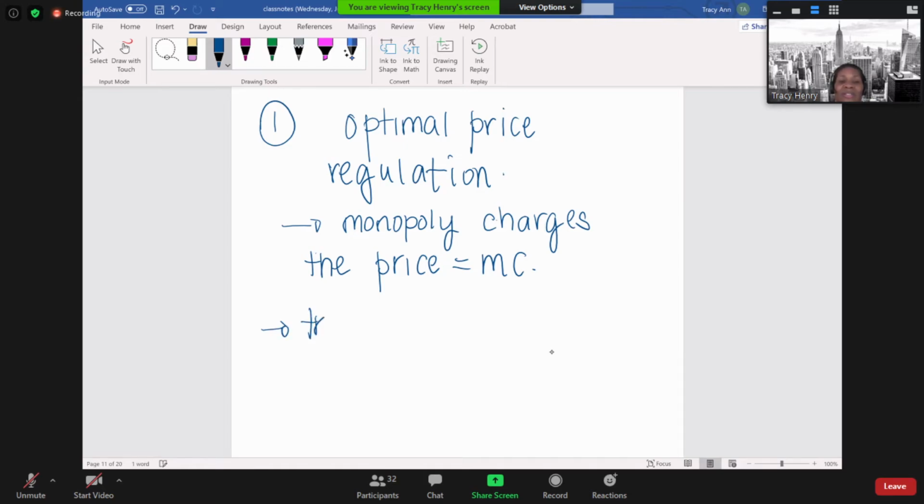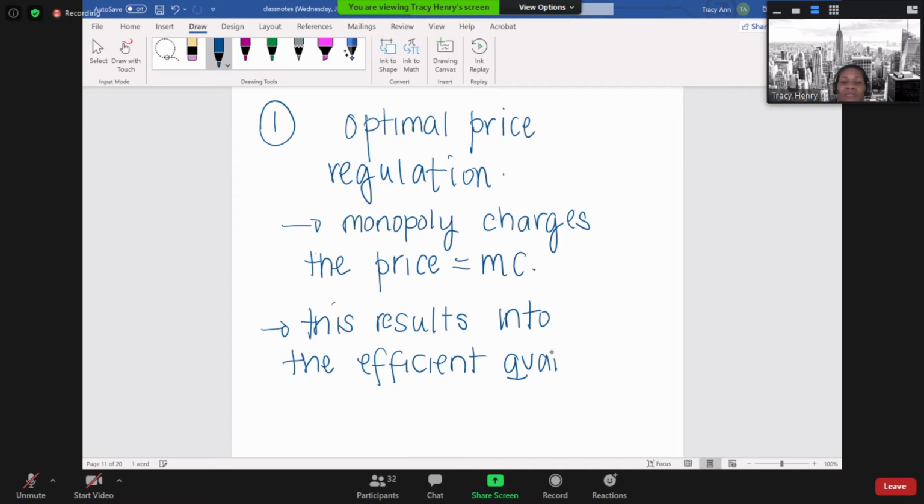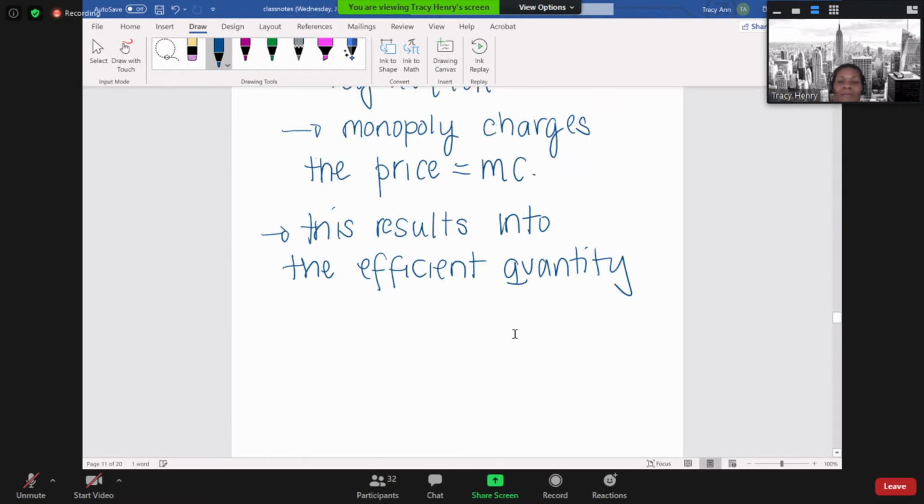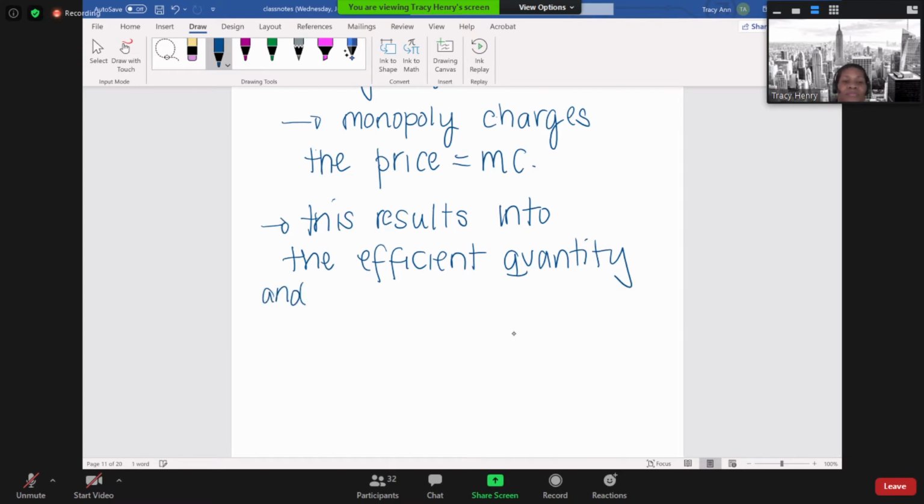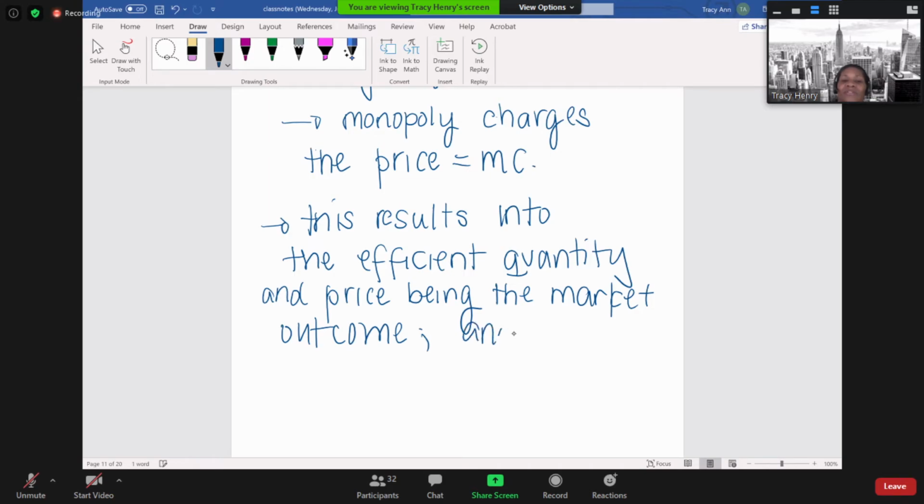This results in the efficient quantity and price being the market outcome. And deadweight loss is equal to zero, right? So there's no deadweight loss if you're at that efficient situation where you're choosing price equal to marginal cost.